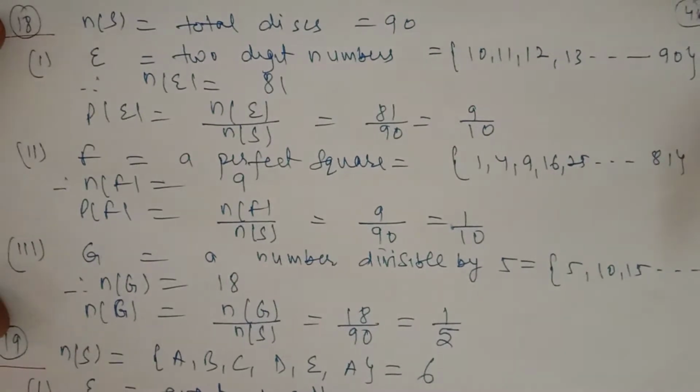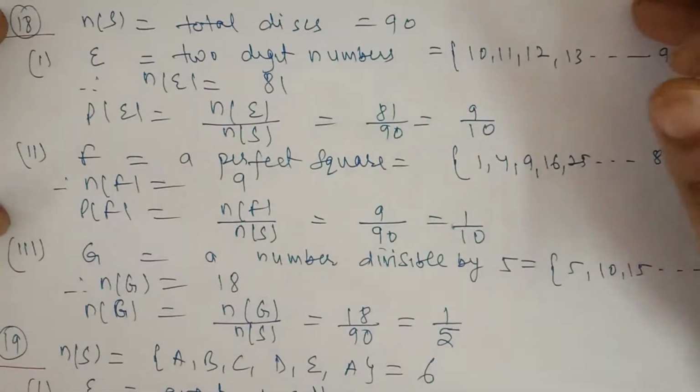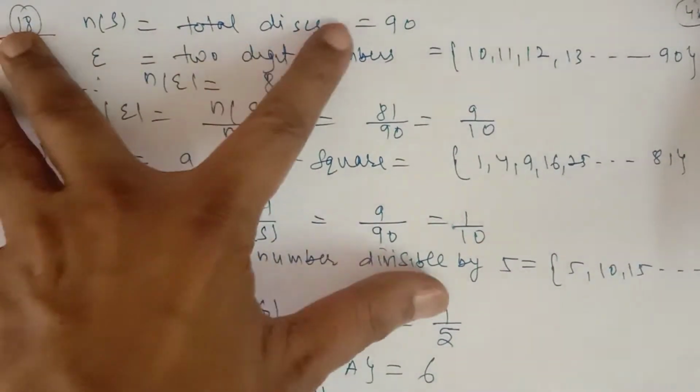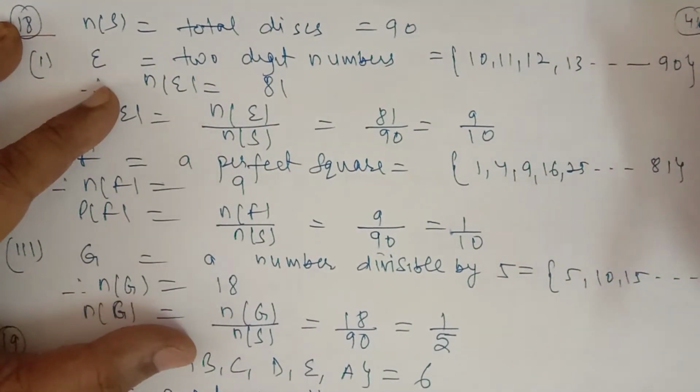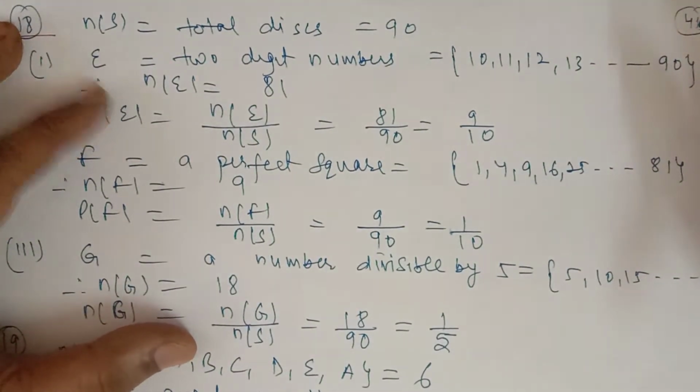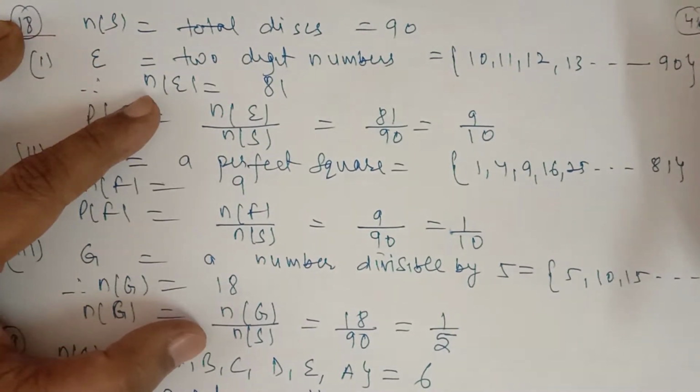Question number 18. Now there are 90 discs on which the numbers are written from 1 to 90. So naturally the sample space will be 90, NS will be equal to 90. Now in the first part you have to find the probability that it should be a 2-digit number.